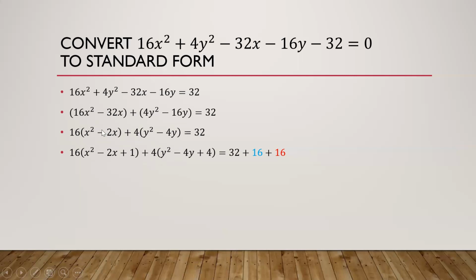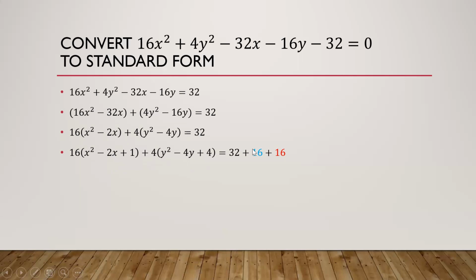So negative 2 divided by 2, that's negative 1. So negative 1 squared is just positive 1. So we add 1 here. And then for negative 4y, we just divide negative 4 by 2. That's negative 2. And then we square negative 2. So negative 2 squared is just 4. So we add 4 here.